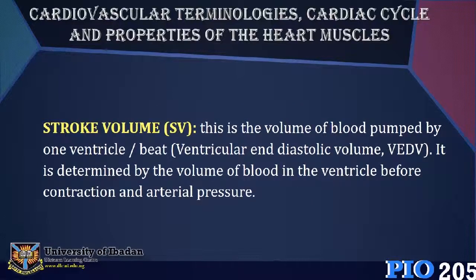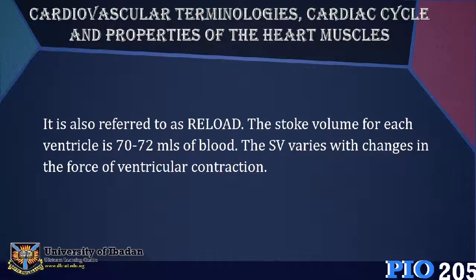Stroke volume, SV. This is the volume of blood pumped by one ventricle per beat. Ventricular end diastolic volume, VEDV. It is determined by the volume of blood in the ventricle before contraction and arterial pressure. It is also referred to as preload. The stroke volume for each ventricle is 70 to 72 mL of blood. The SV varies with changes in the force of ventricular contraction.